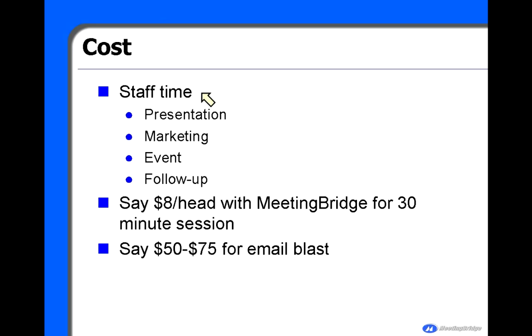The cost is not that bad. There's a chunk of staff time involved in a couple of areas: putting together the presentation, doing the marketing, conducting the event, and then the follow-up. From a webinar standpoint, figure on about $8 per head per connection for a 30-minute session, and say $50 to $75 to get an email blast out using Constant Contact or another one of the email delivery services. Meetingbridge also happens to have an email blast tool inside its event management system.